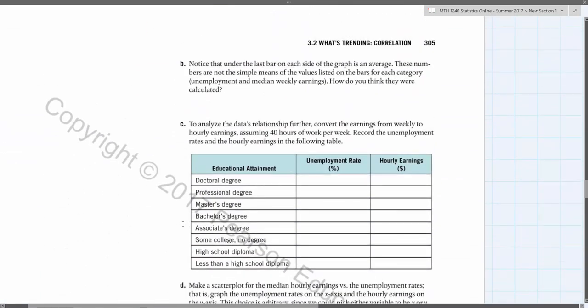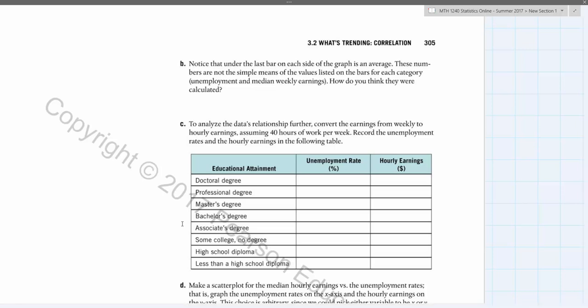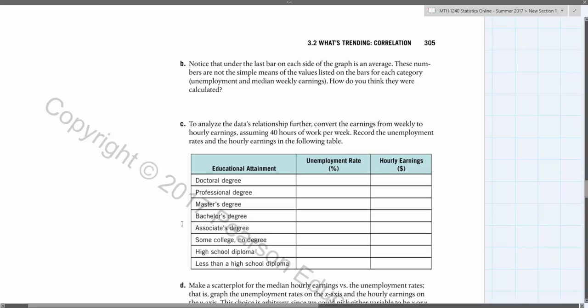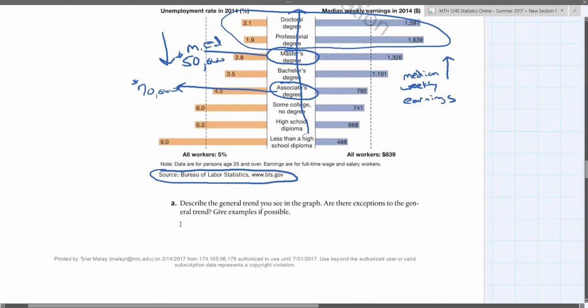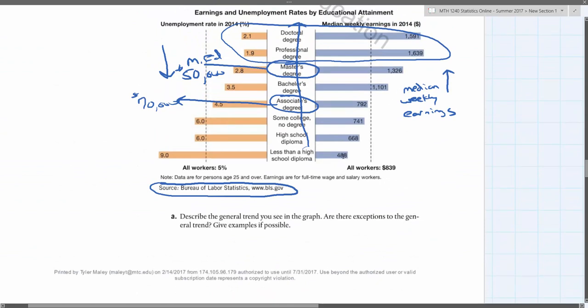All right. So part B says, notice that under the last bar on each side of the graph is an average. These numbers are not the simple means of the values listed for each category, unemployment and median weekly earnings. How do you think they were calculated? Basically what they're saying is, if you average all these numbers on the bars, so if we take 1,591 plus 1,639 plus, add all these up and then divide by how many there are, 1, 2, 3, 4, 5, 6, 7, 8, you will not get 839.